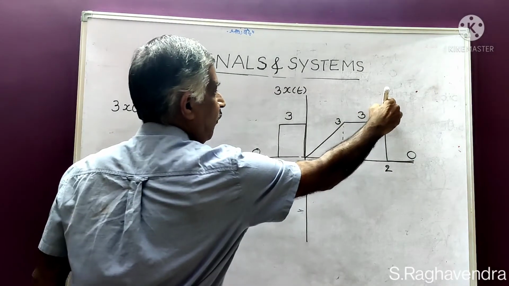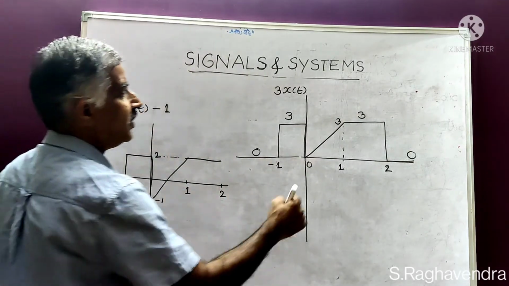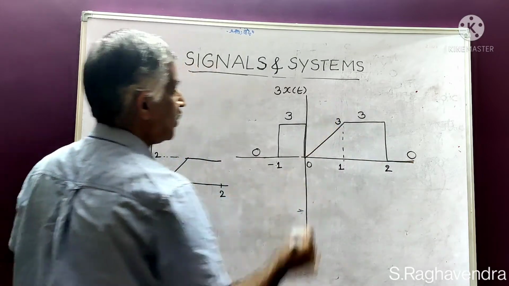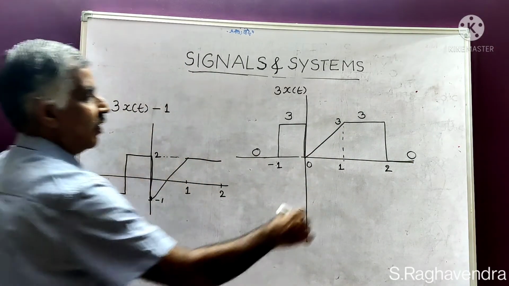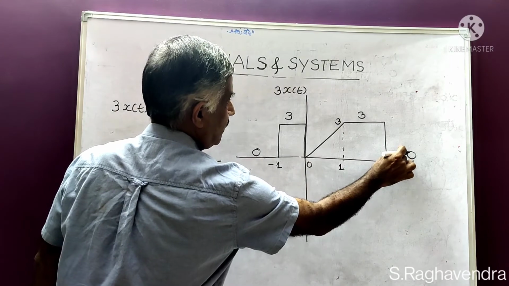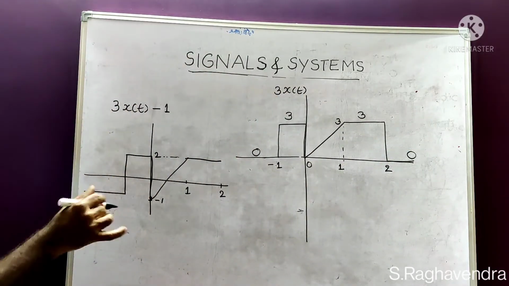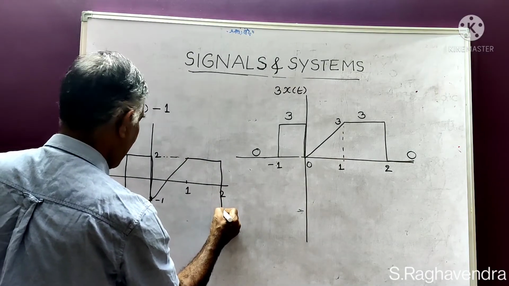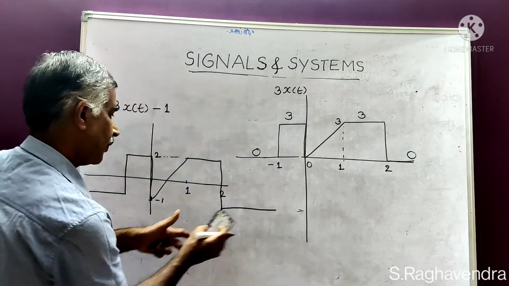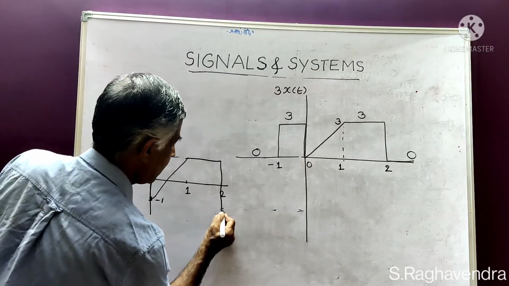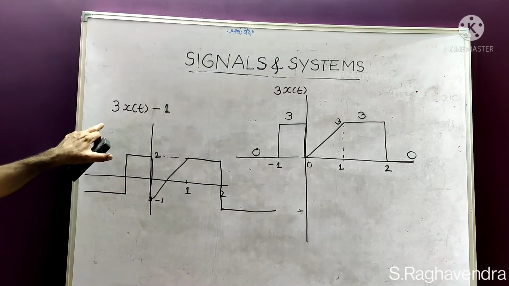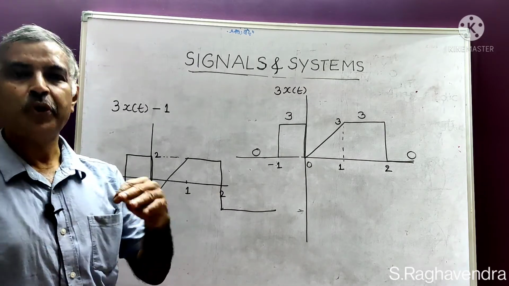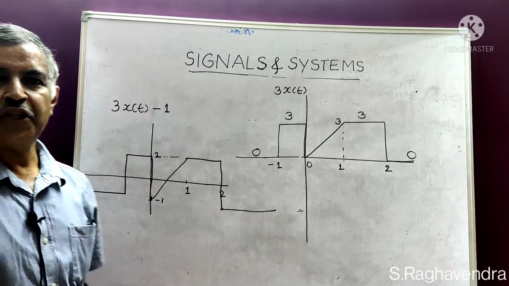Next, it falls to 0 here. But in this case, from 3 it is falling to 0. But in our case, after 2 it is 0. 0 minus 1 means it is minus 1. Therefore, the waveform should fall to minus 1 and should continue like this. This is what is called sketching of amplitude transformation. This is amplitude transformation as well as addition of DC level.